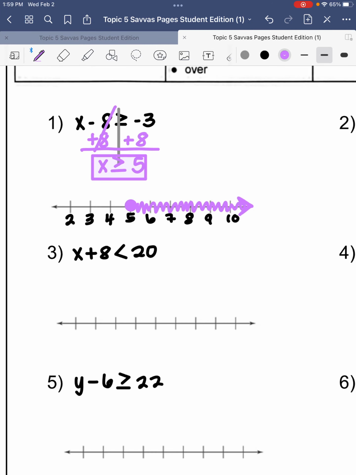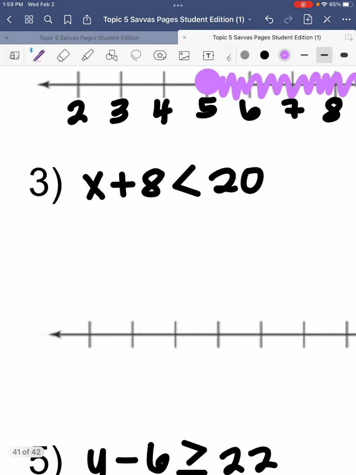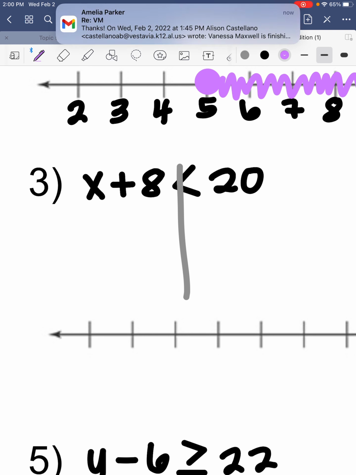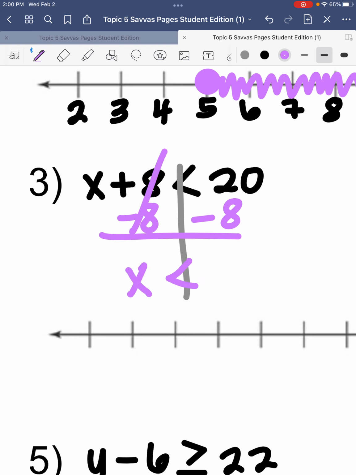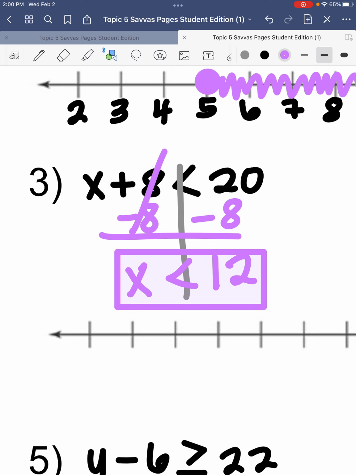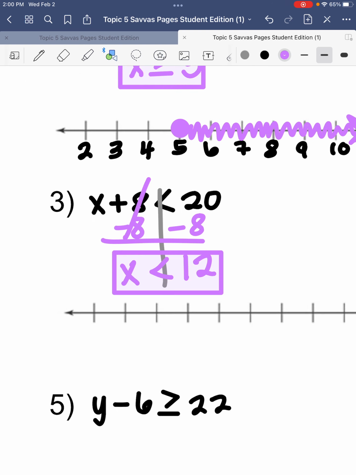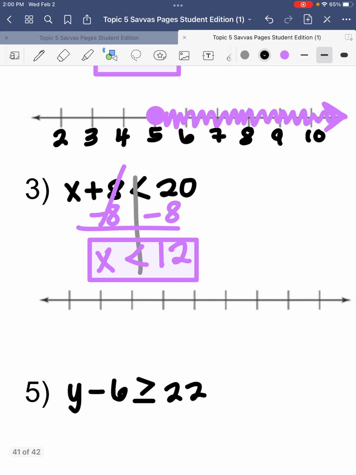Okay, moving on to number 3. X plus 8 is less than 20. Well, to solve this inequality, I'm going to draw a line, and now I'm trying to get that x by itself, so I'm going to subtract 8 on both sides. Now on the side with the x, 8 cancels out. X is less than 20 minus 8 is 12. X is less than 12 is our solution, and now we just need to graph that solution. So I know on my number line, I want 12 to kind of be towards the center.